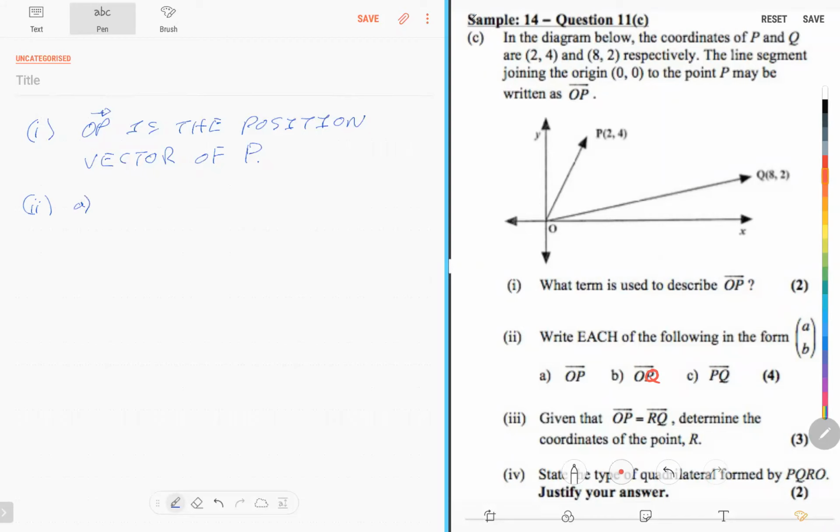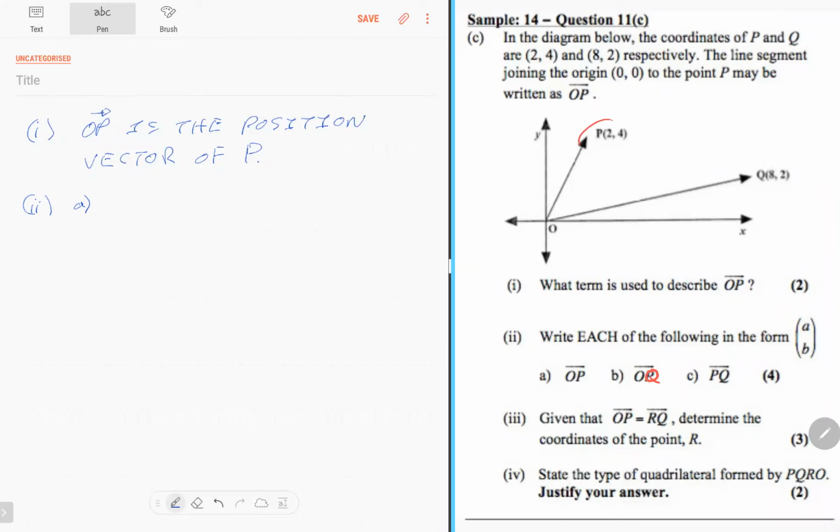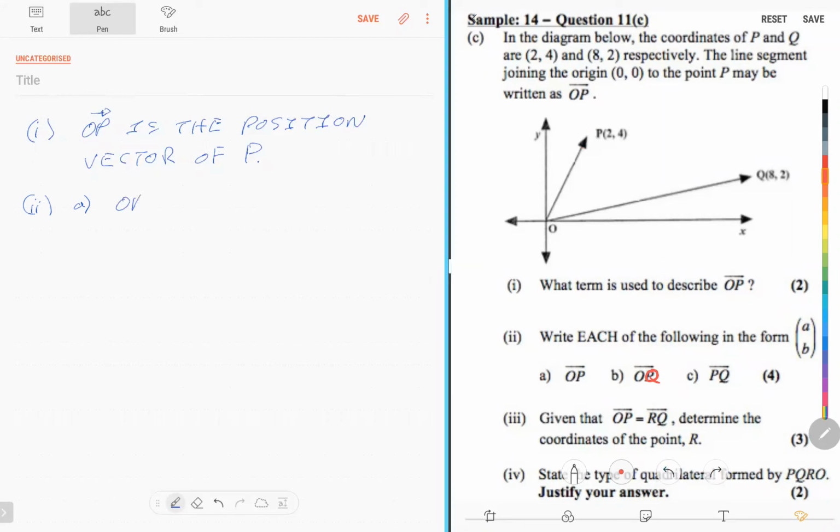And OP will basically have the same coordinates, same values as the point P. Vector OP will have the same values as the point P there. And so OP is simply, you don't need any calculation for that. It's simply 2, 4. You don't need any calculation for the position vector if you know the coordinates. The coordinates and the position vector will have the same values.